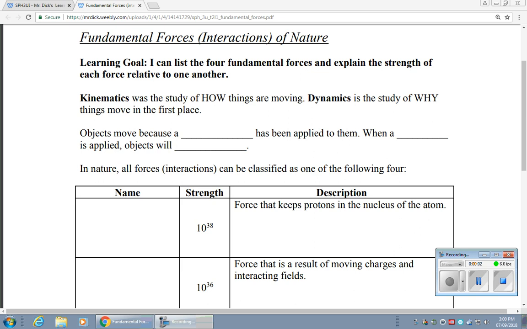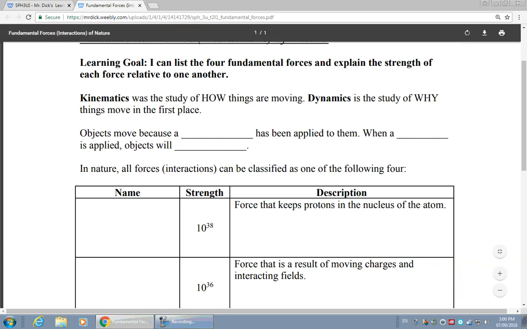As we now shift gears to talk about forces, the first thing we need to understand is how this unit is going to be different from our last unit. Our last unit was kinematics, which was the study of how things are moving. The study of forces, which is also called dynamics, is trying to study why those things move in the first place. And specifically in our course, we're going to study a lot of Isaac Newton's model.